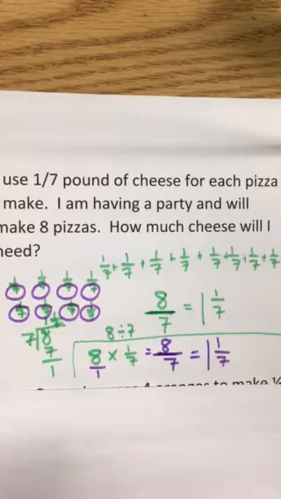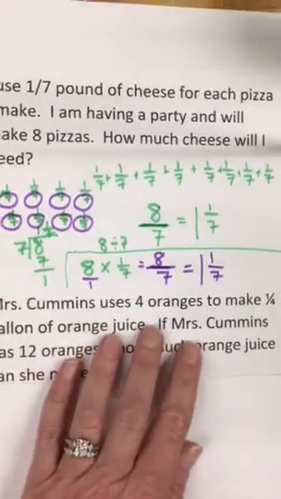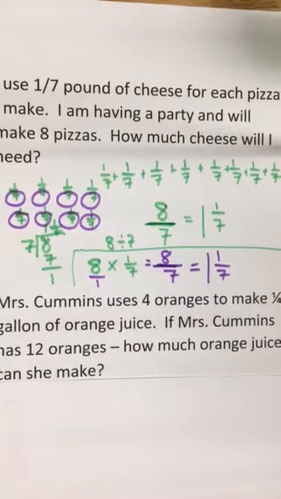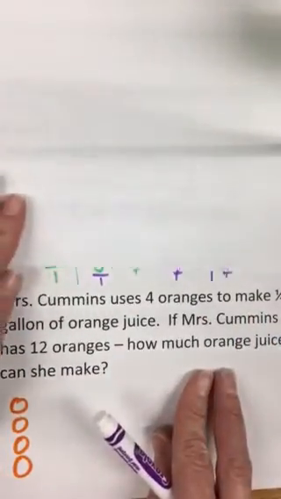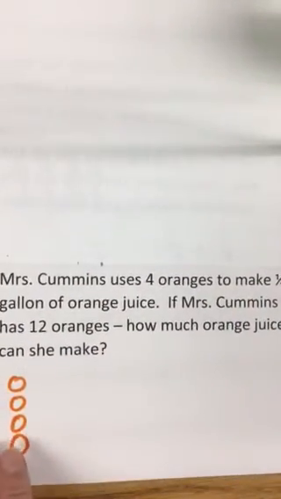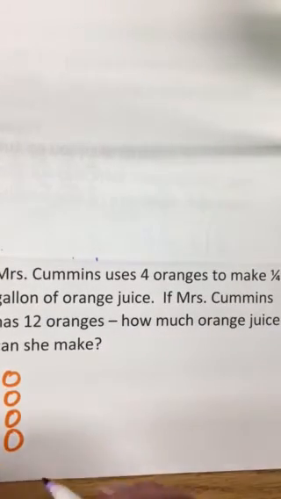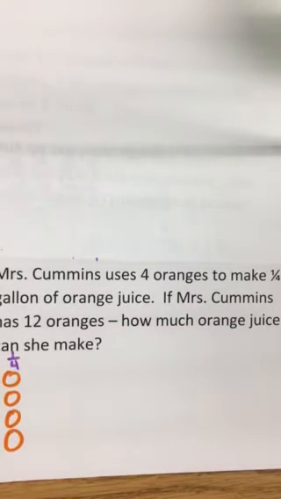Okay, next question. Miss Cummings uses 4 oranges to make 1/4 gallon of orange juice. If Miss Cummings has 12 oranges, how much orange juice can she make? Well, let's solve for that. So here are my oranges. She's got 4 oranges, and that makes her 1/4 gallon. So I'm just going to identify that up here. I know that I can make 1/4 gallon.